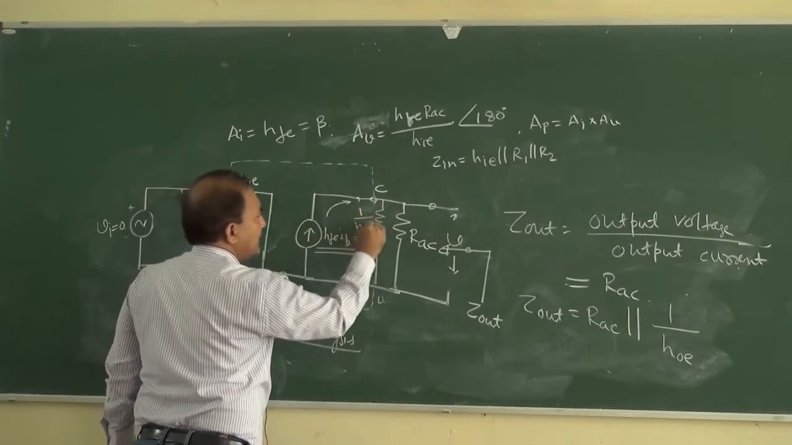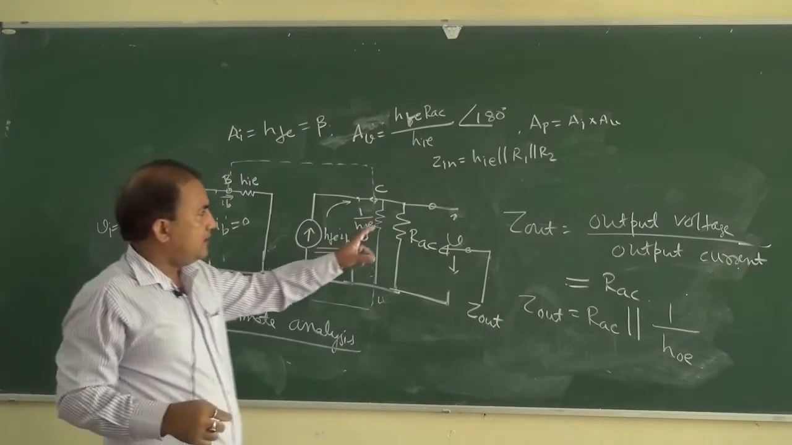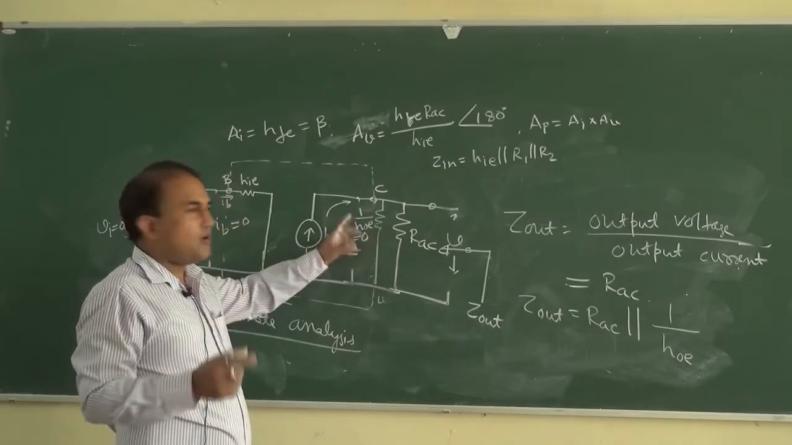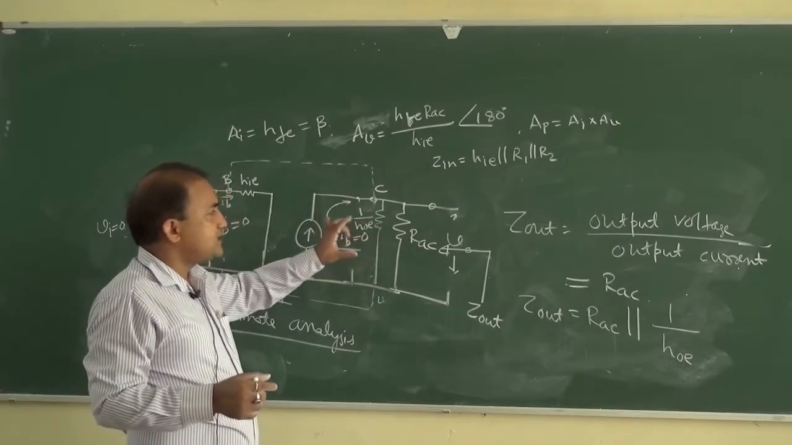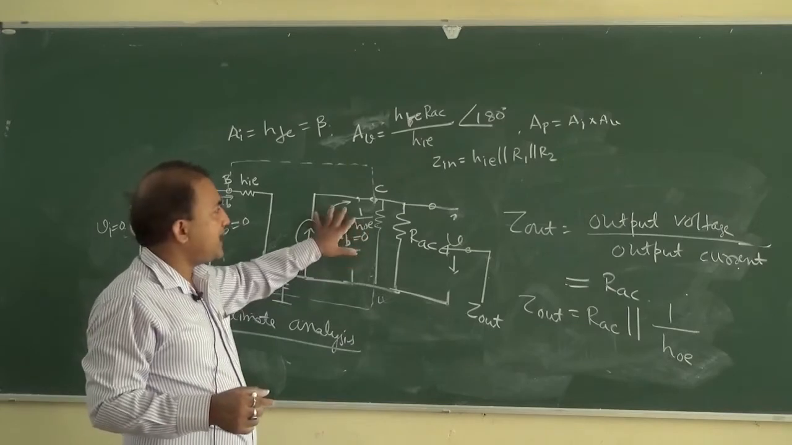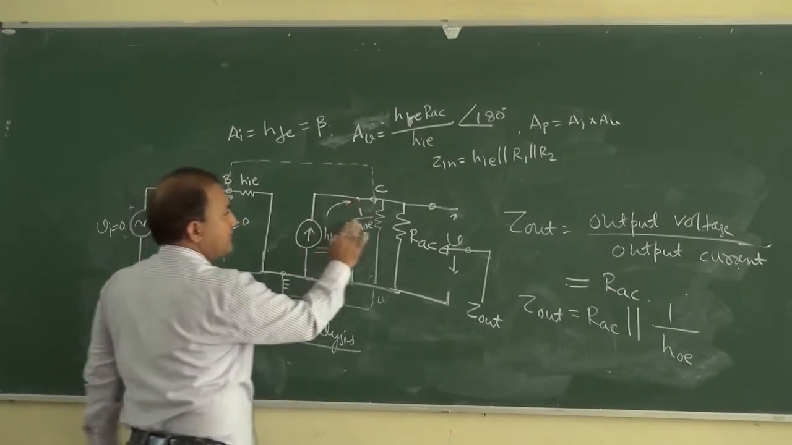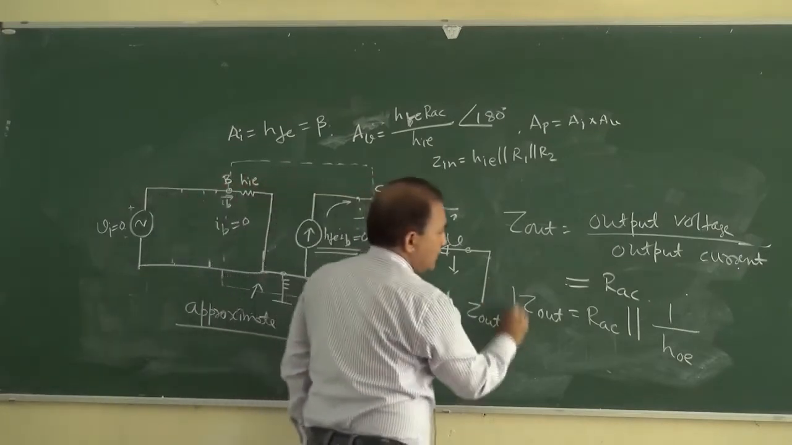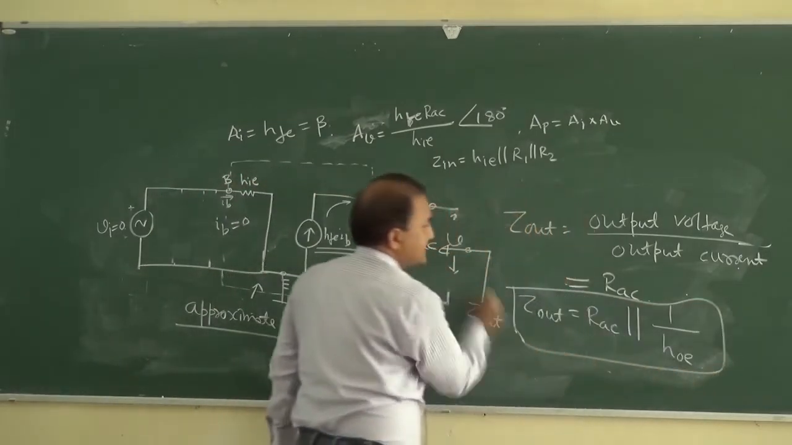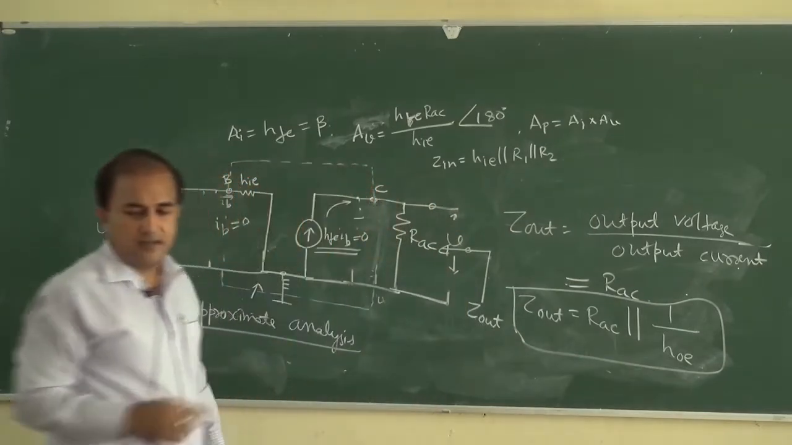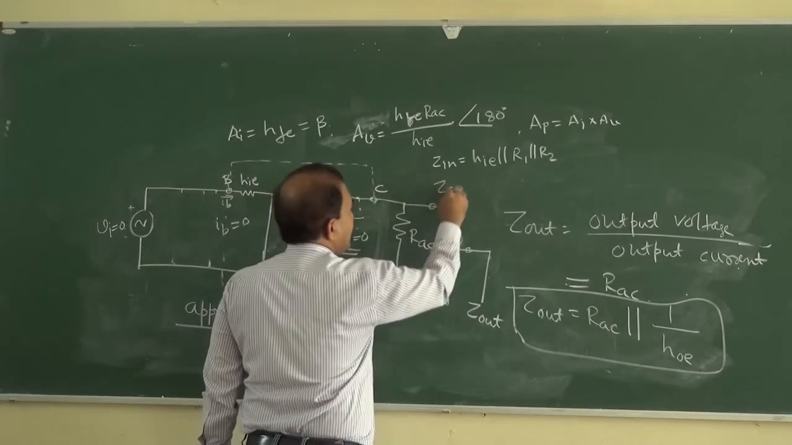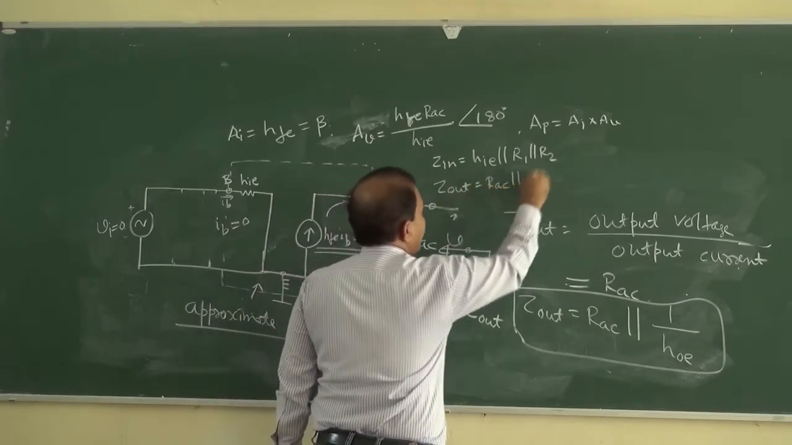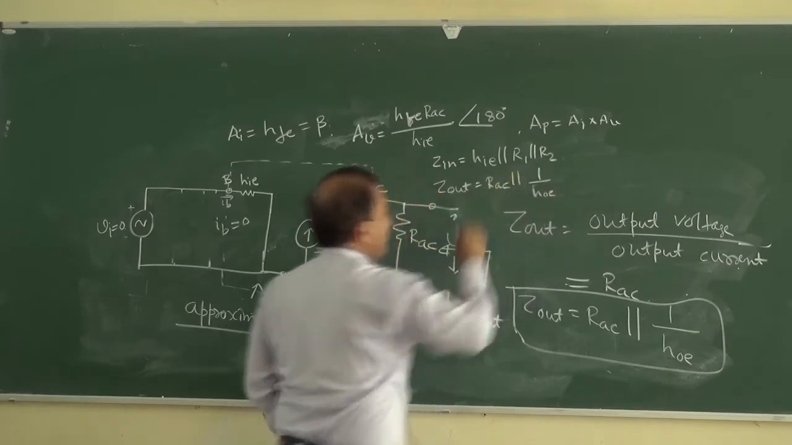It is 1 by HOE. Because RAC is very less as compared to 1 by HOE, we have approximated it. So in approximate analysis, we have removed this 1 by HOE. But in exact analysis, Z output is equal to RAC in parallel with 1 by HOE. So we can write Z out is equal to RAC in parallel with 1 by HOE.